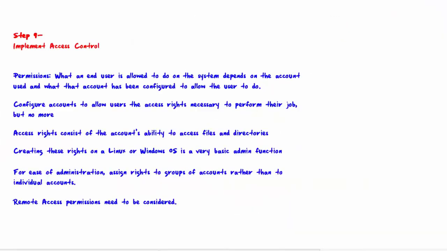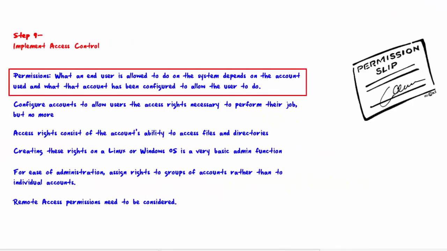Thank you. Welcome to step 9, implement access control. We start with permissions. What are permissions? What an end user is allowed to do on the system depends upon the account used and what that account has been configured to allow the user to do.